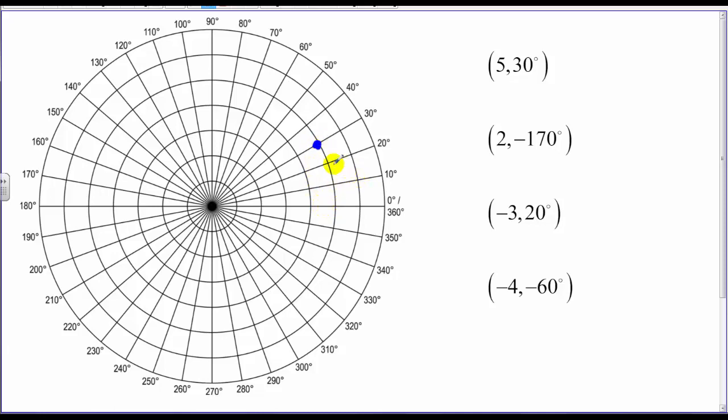If I want to do (2, -170 degrees), then once again I go out 1, 2, and I go all the way around 10 short of 180, which would be right here.